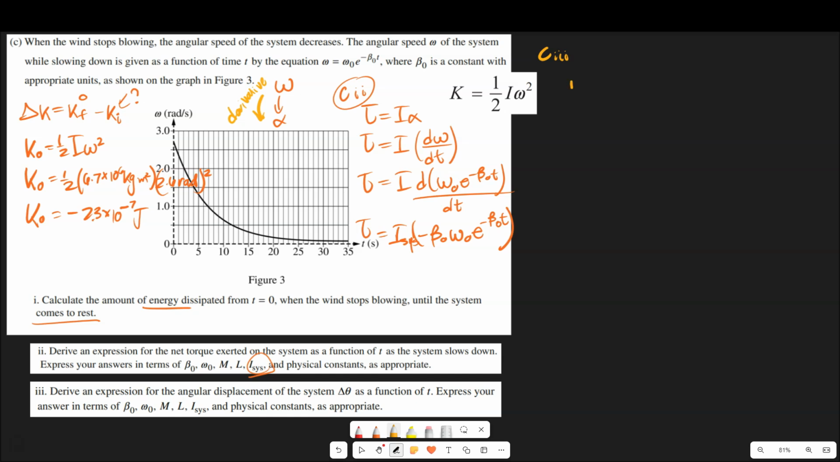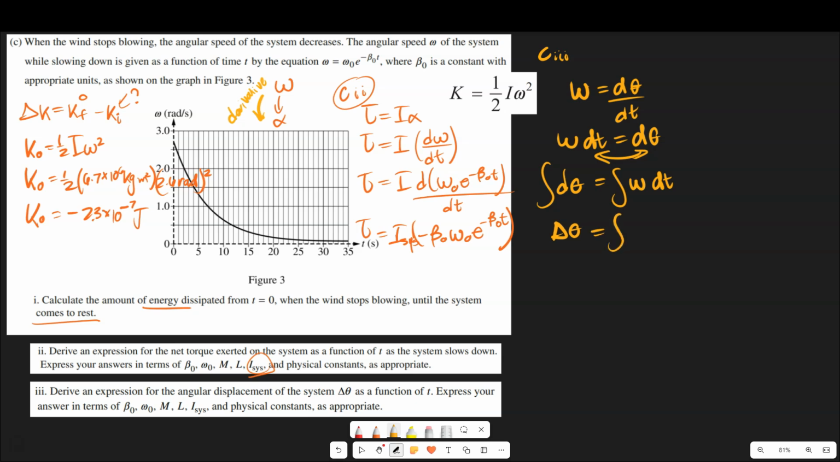I mean, you could justify it too. You could say omega is equal to delta theta over delta time, right? And if you separate your variables, and if we just switch the order and take the integral of both sides, you end up with the integral of delta theta is equal to the integral of angular velocity dt. And so this ends up being delta theta is equal to the integral of omega dt.